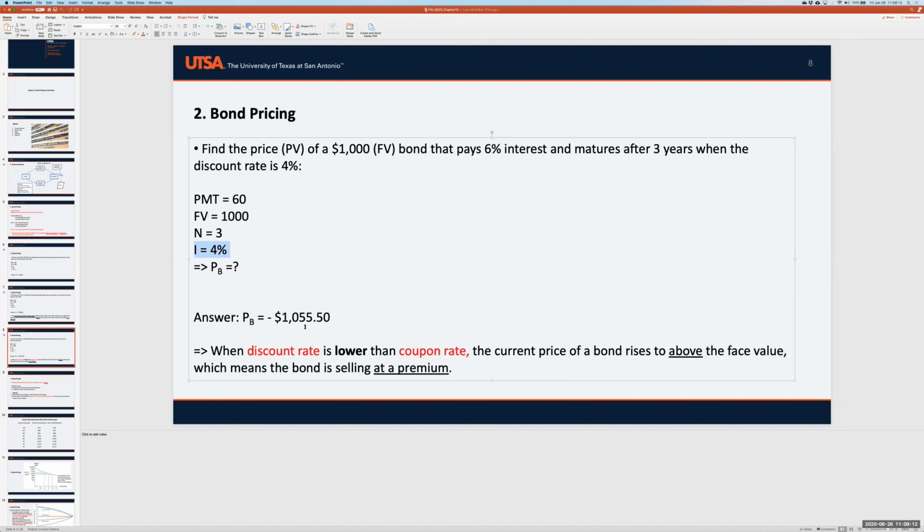And in this situation, when the discount rate is lower than the coupon rate, the current price of the bond rises to above the face value. The face value is 1,000. The present value of this bond is 1,055.5, which means that the bond is selling at a premium, right? Okay, let's move on.